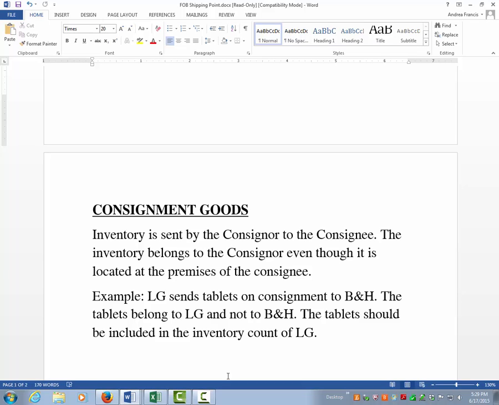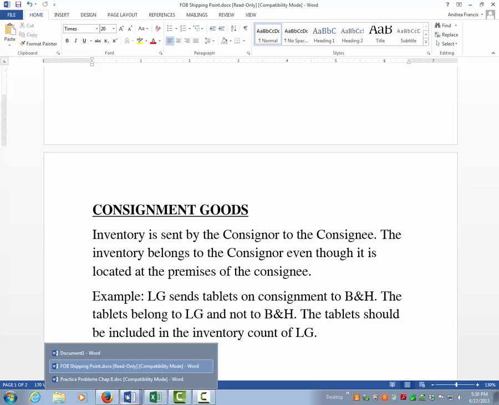The tablets should therefore be included in the inventory count of LG. So the easiest way to think about this is that the inventory will always belong to whoever sent it away. So LG will be the owner of the inventory, even though the inventory is located at B&H. So let's look at an example to see if we can further demystify these concepts.